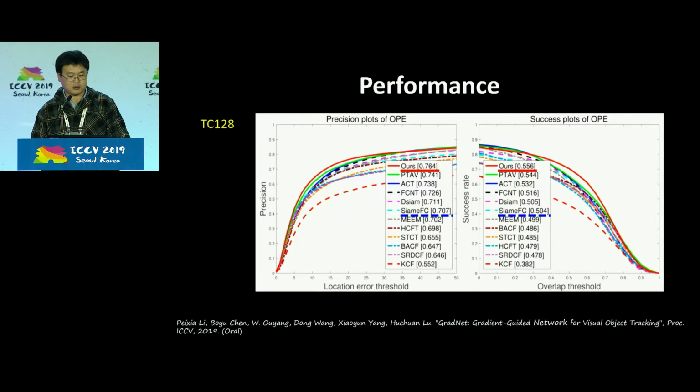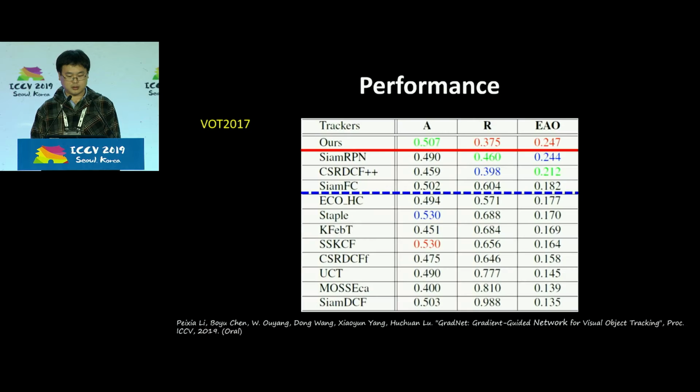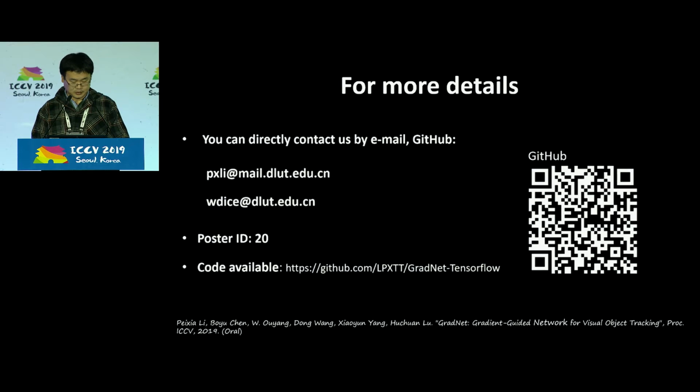Here are our results on TC128 and VOT 2017 datasets. For more details, you can email us or scan this code. Our poster ID is 20, code available here. So please see you in the coming poster session. Thank you.